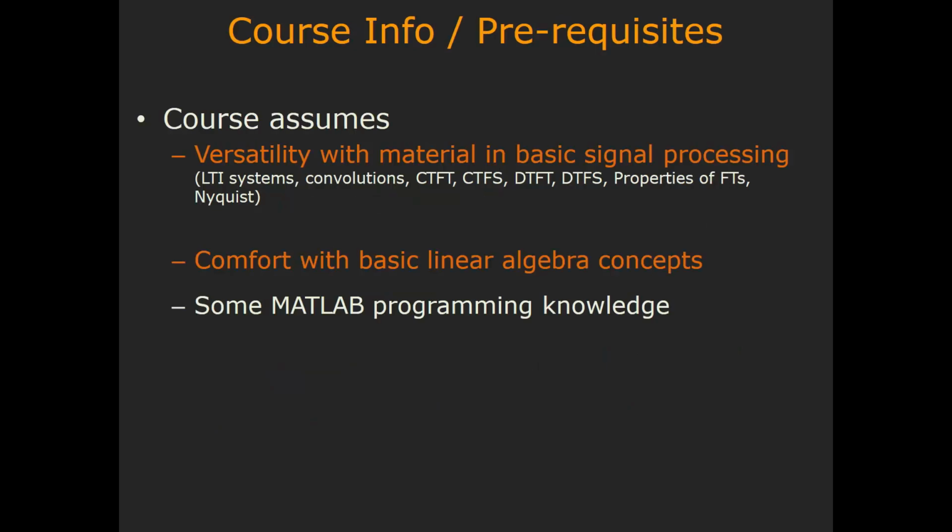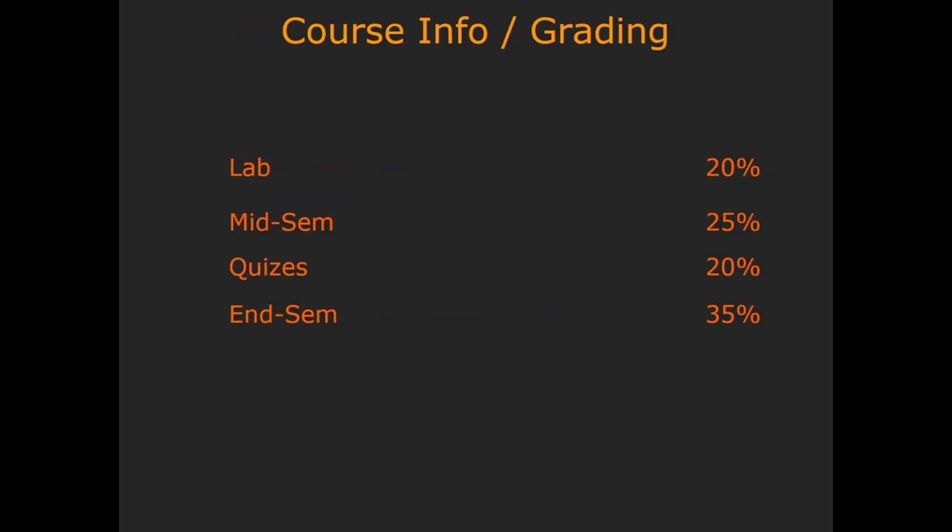This course needs some basic concepts of signals and systems, and some basic concepts of algebra. To perform programming, you should have some background of MATLAB. The marks are distributed as follows: the lab will consist of 20% of the marks, mid-semester 25%. There are 2 quizzes, which will consist of 20% of the total marks, and end semester is 35%.